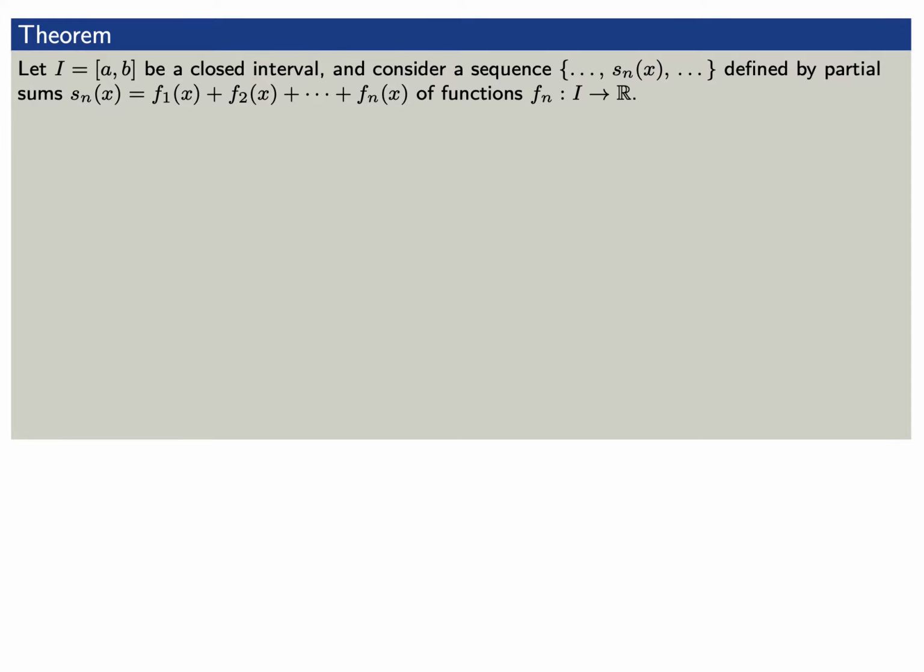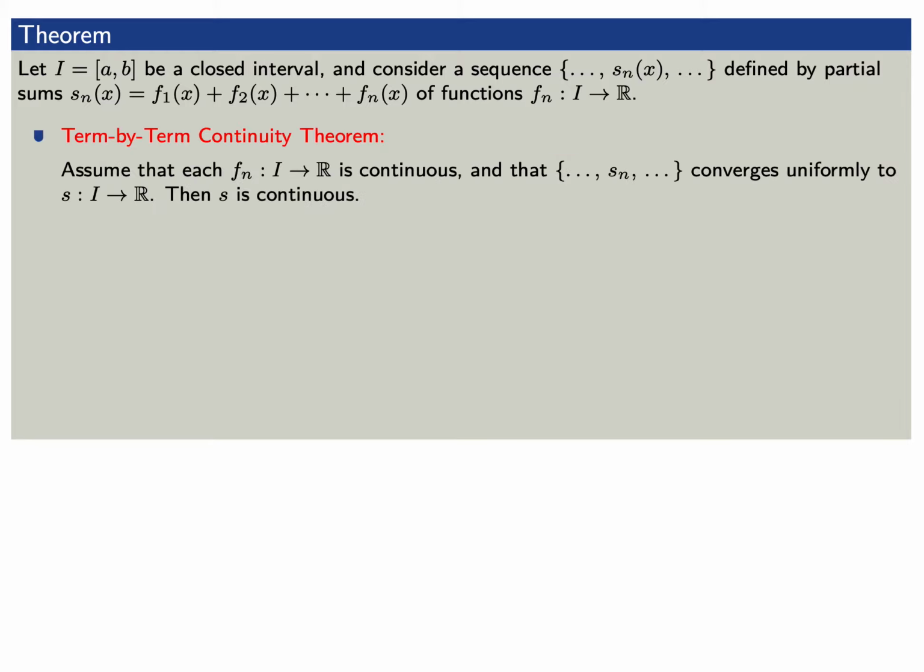Now we'd like to present two results that explain when our series is either a continuous function or a differentiable function. As before, let I be the closed interval from a to b, and consider a sequence S_n defined by the partial sums f_1 + f_2 + ... + f_n. First, we have the term-by-term continuity theorem. Let's assume that each f_n is a continuous function in our closed interval, and that our sequence S_n converges uniformly to some function s. Then our series s is a continuous function.